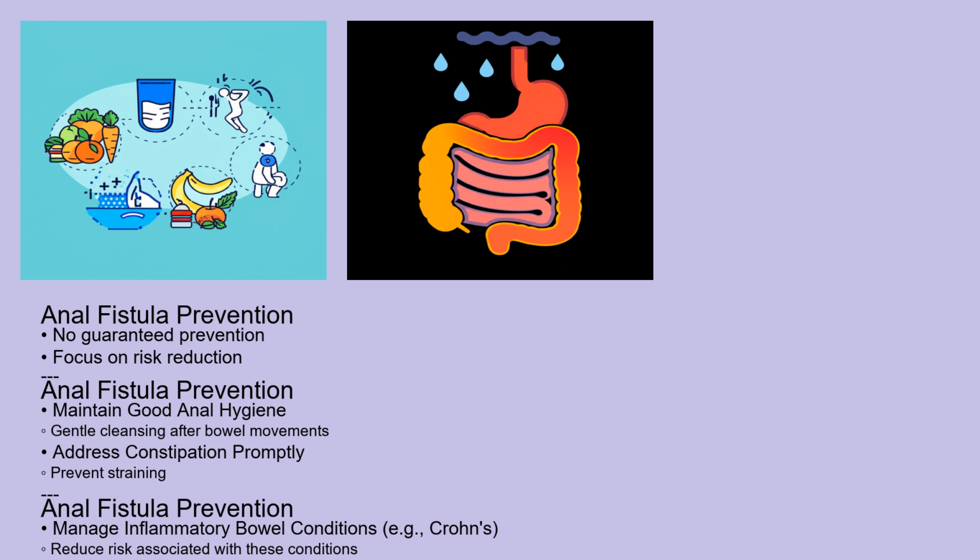Unfortunately, there's no guaranteed way to prevent anal fistulas, as they often arise from unpredictable infections. However, several measures can reduce your risk. Maintaining good anal hygiene, including gentle cleansing after bowel movements, is important. Addressing constipation promptly can help prevent straining, which can contribute to anal problems. If you have Crohn's disease or other inflammatory bowel conditions, managing these conditions effectively can reduce your risk. Seeking prompt medical attention for any anal pain, swelling, or drainage can help prevent an abscess from progressing to a fistula.